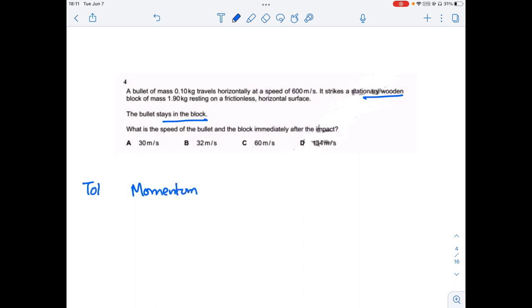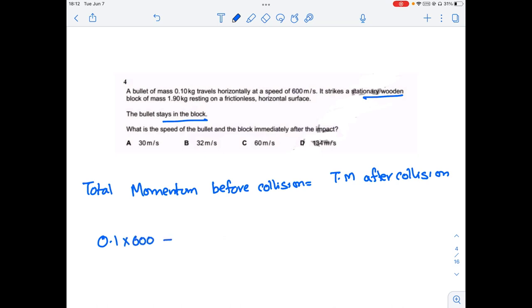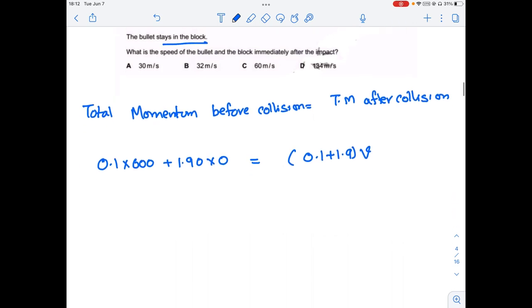So total momentum before collision equals total momentum after collision. The bullet has a mass of 0.1 and its velocity is 600. The block is 1.90 kg and its velocity is 0. After that, both coalesce together. Coalesce means they combine together and move with a velocity v.